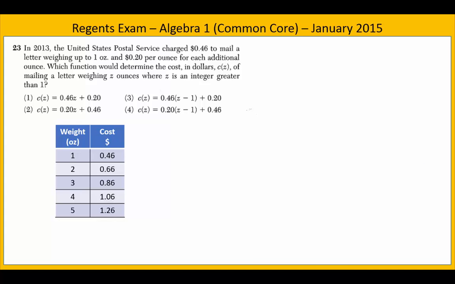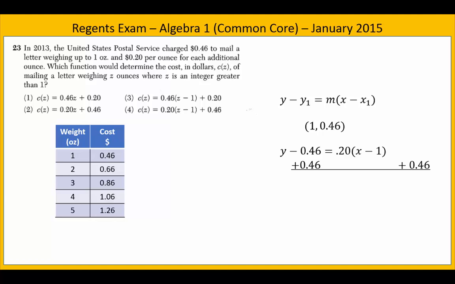How could we determine this algebraically? Well, since we know what the value is when x equals 1, we could use the point-slope form of a line, y minus y1 equals m times x minus x1. We could use the point 1 and 0.46 and substitute them into that equation for y1 and x1. When we do that, this is what we get, and if we add the 0.46 to both sides, we end up with an equation that very clearly looks like choice 4. Choice 4 is our answer.